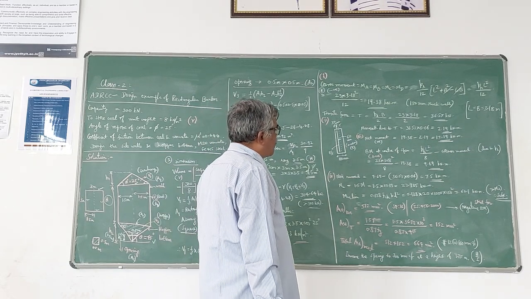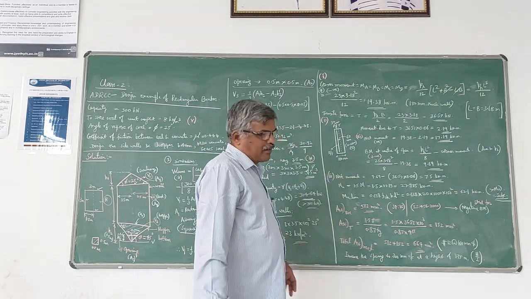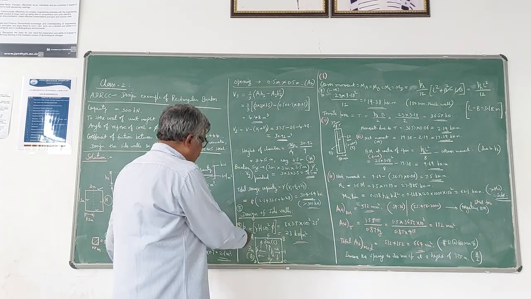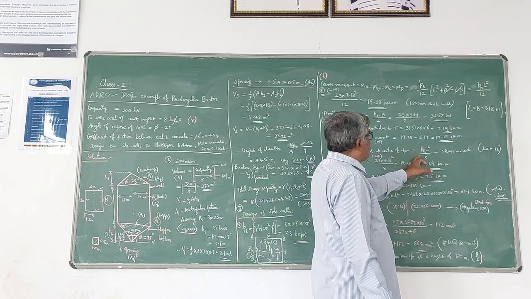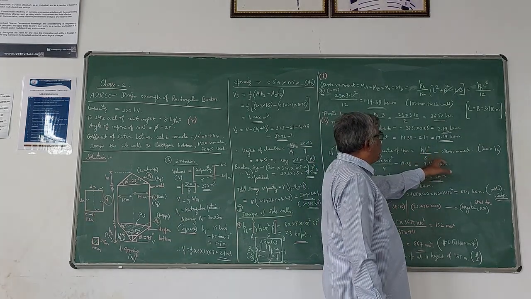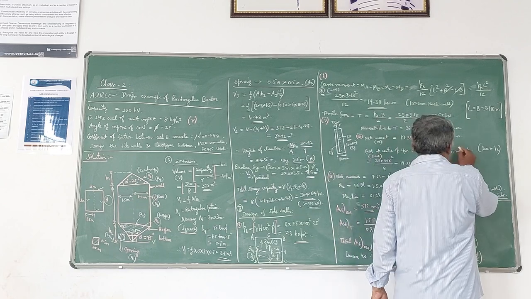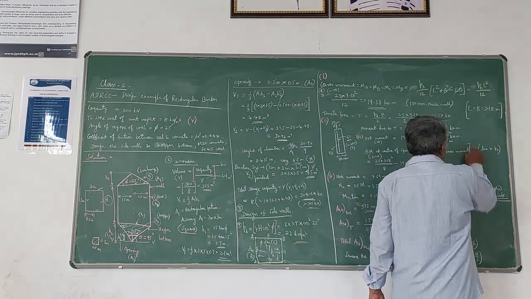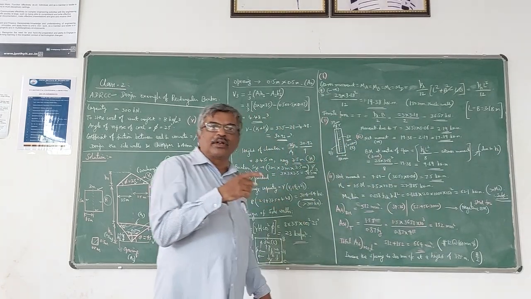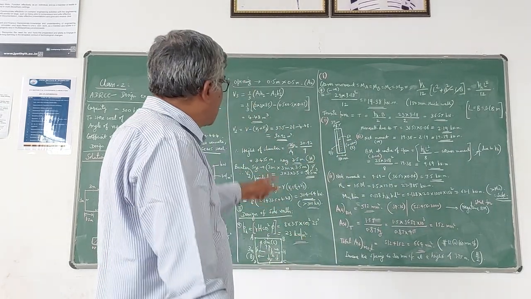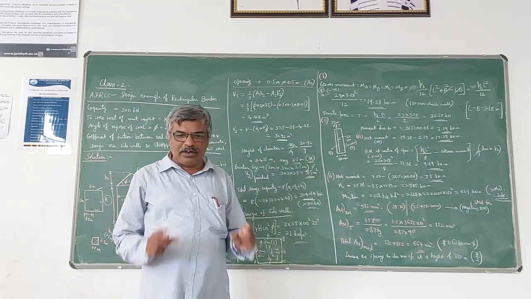Similarly, you have to calculate the bending moment at the center of the span. This is the formula for the center of the span: PH L square by 8 minus the corner moment. The corner moment is due to this PH. Then in addition to that, you have to calculate the moment due to the tension force, as we did in the earlier case.